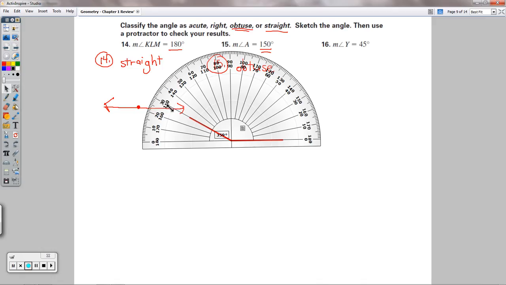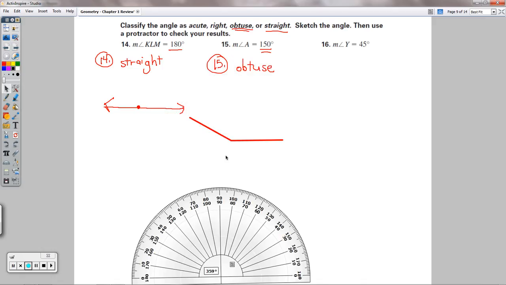If it's bigger than 90, we use the bigger number. Hopefully that's clear to you. So that's not 30, but it's 150 instead. And so I would add some arrows to the end of those, and this would be 150 degrees right here. This one would have been 180 degrees.